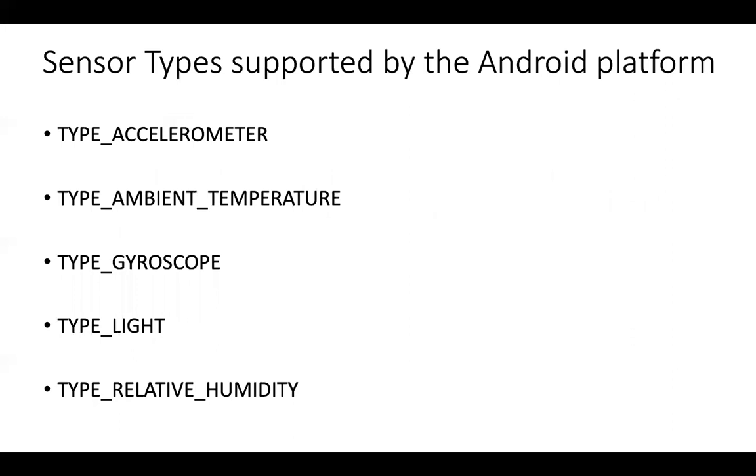Now moving on to the sensor types that are supported by the Android platform. There are many, but I'm just going to talk about a few of them. The first sensor type is the accelerometer. I'm going to tell you the type of the sensor, a description of it, and its common uses. The accelerometer is a hardware-type sensor. It is used to measure the acceleration force, in meters per second squared, that is applied to a device on all three physical axes.